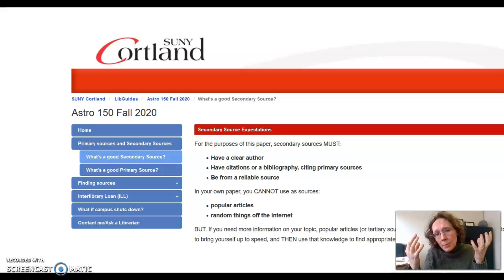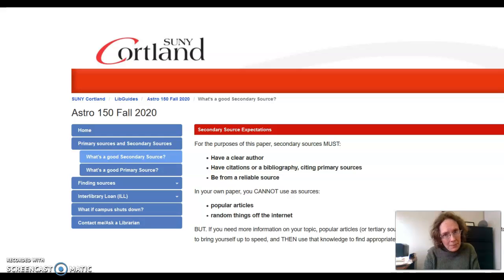Is there a clear author who's a person? Does it have citations or bibliography citing primary sources? If not, it's not going to work for you, right? You could use information from this to inform your searches, right? But it's not a source that you can cite in your paper. I hope that distinction makes sense.